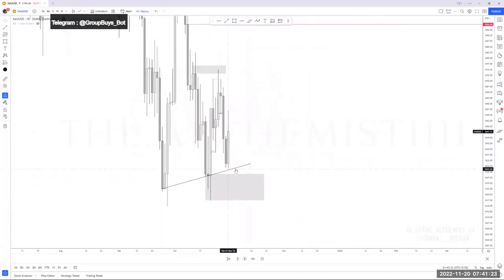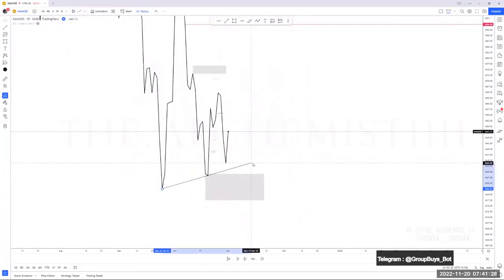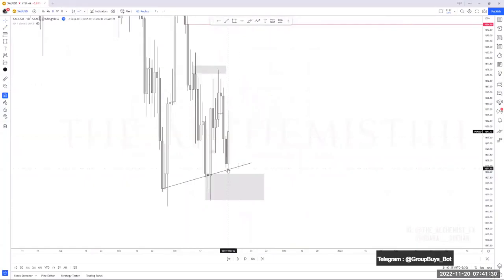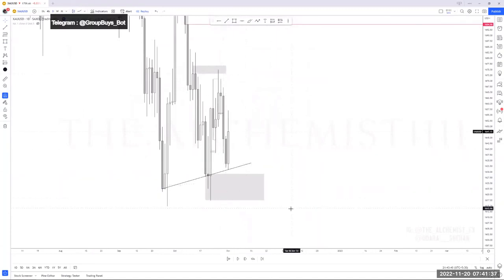Price tapped here. It actually tapped into the daily trend line, which I drew properly. Price tapped into the daily trend line and closed above it. Can you see it? Which means a daily to daily is in play once again.